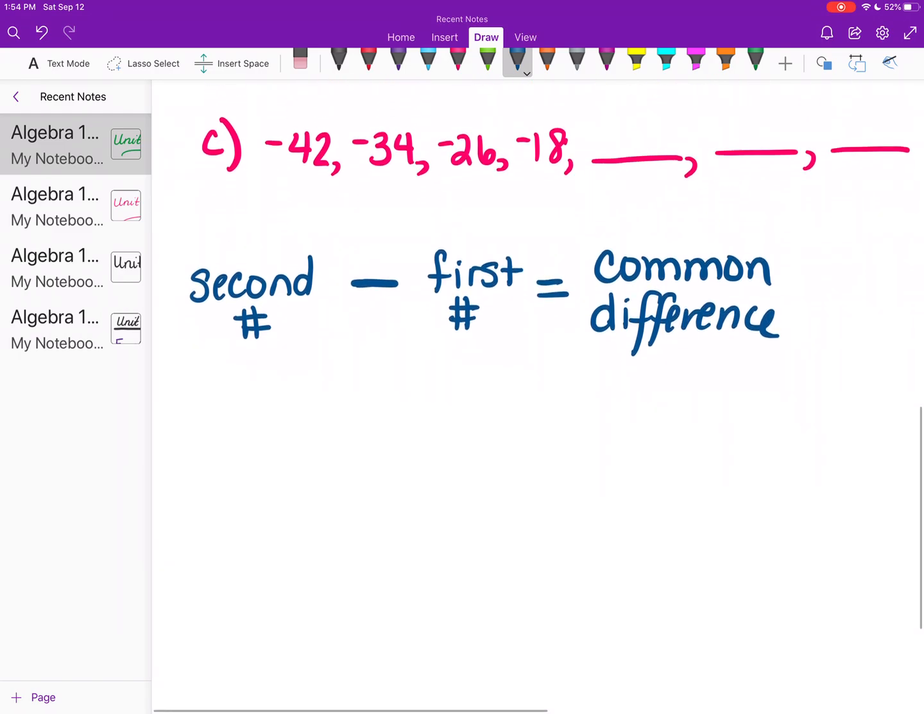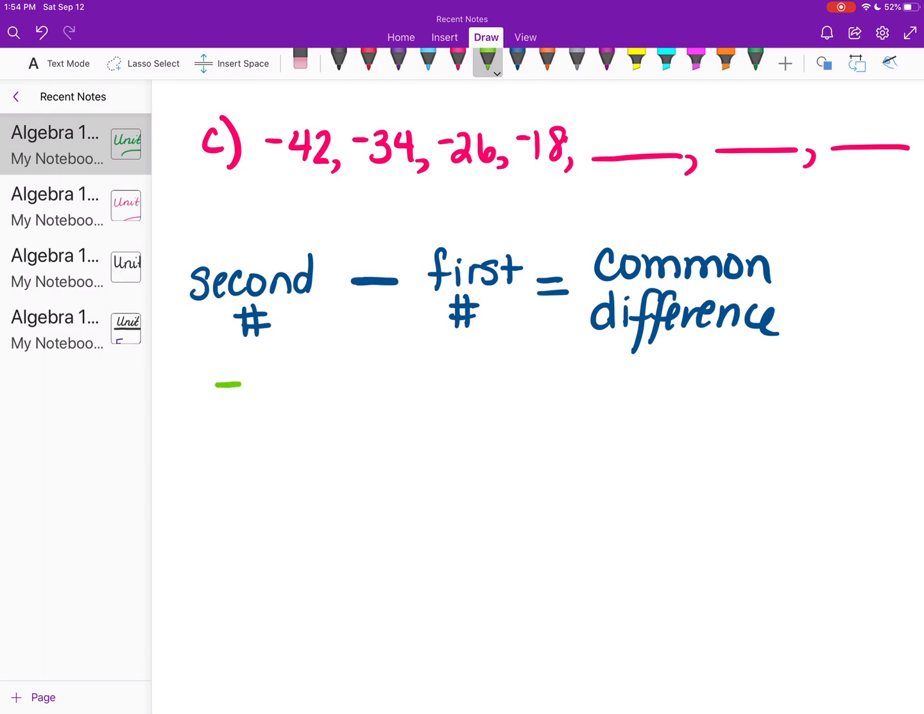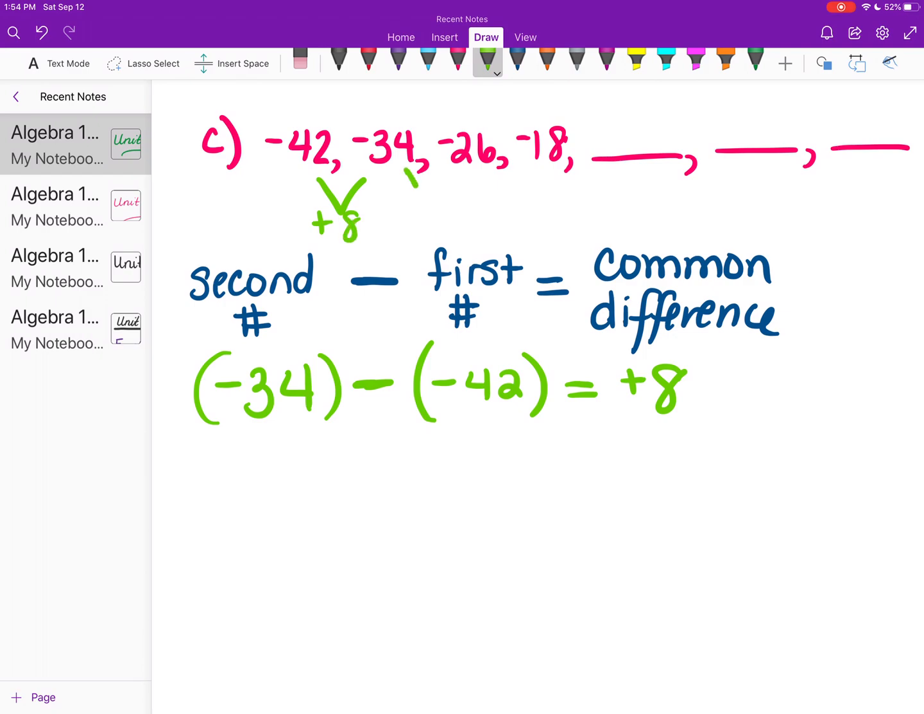So let's try this. The second number is negative 34 minus, I'm going to put those in parentheses since we have a lot of minuses going on, the first number, which is negative 42. When I figure that out, it's going to be a positive 8. So the common difference here is plus 8. This might be where it's time to grab your calculator and check that this works on each of these. If it doesn't work on one of them, this is not an arithmetic sequence. It has to go up by the same number, the same common difference every time. So this would be negative 10, negative 2, and then 6.